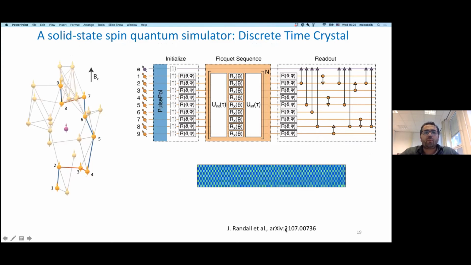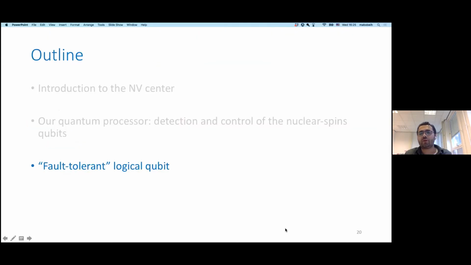So, with this, I come to an end of my introduction to the NV center and our quantum processor, or how we detect and control the nuclear spin qubits. Now I would move into our more recent work on this fault-tolerant logical qubit. I don't know how we would do this. Should I stop here for taking some questions, or leave them till the end?